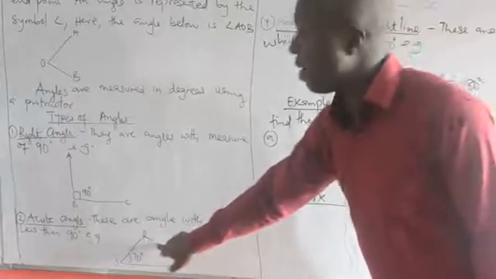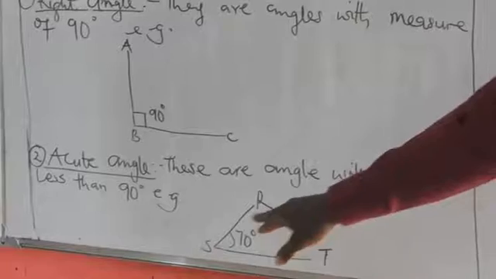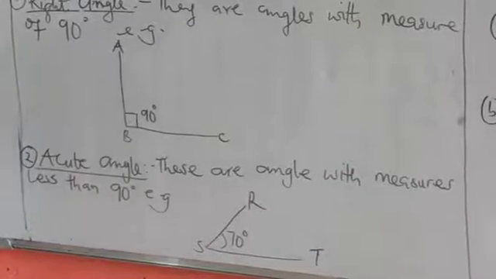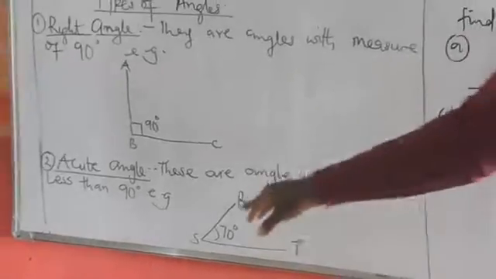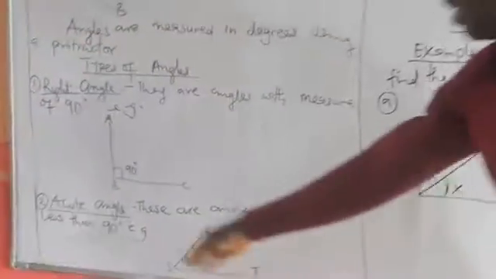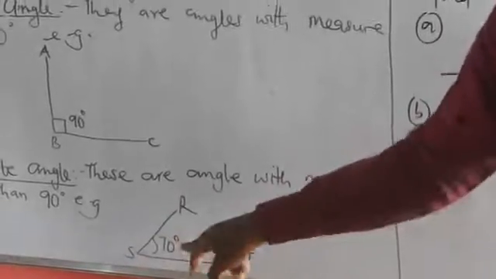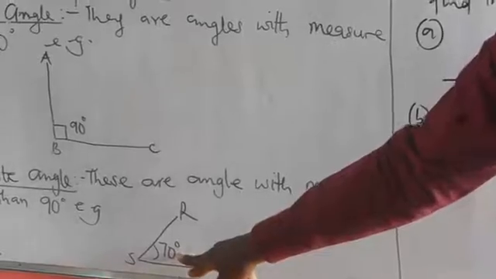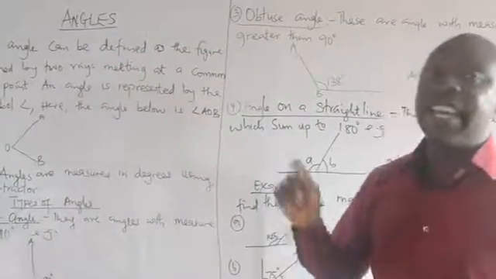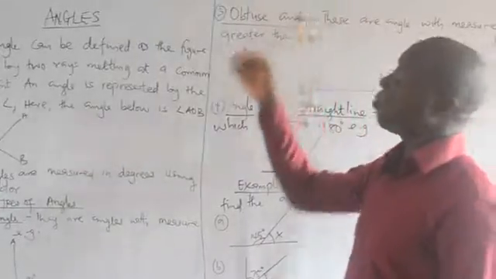If you look at this diagram, it's different from the first diagram. An acute angle is a type of angle with a measure less than 90 degrees. Like this angle we have on the board, angle TXR, while angle S measures 70 degrees. So an acute angle is usually less than 90 degrees.